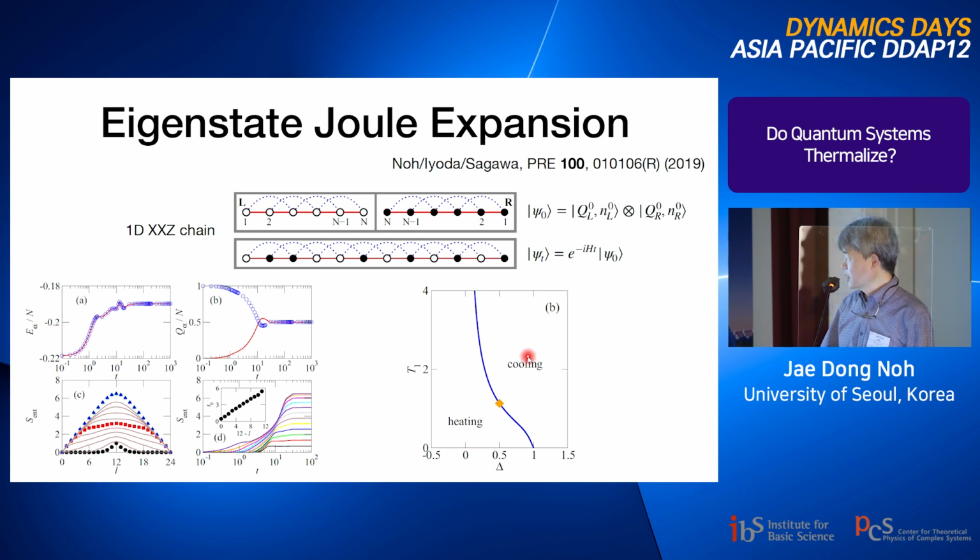So for example, if I start from here at this interaction parameter and at this initial temperature, then the system cools down after this Joule expansion. But if you start from here, then the system heats up, okay? So probably this can be used to control the temperature of ultracold atom gas.